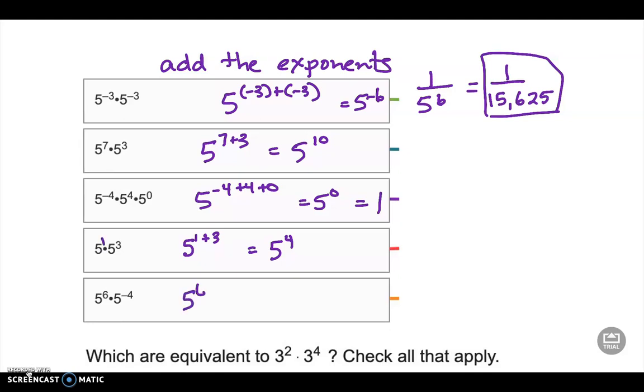And then this is 5 to the 6th times 5 to the negative 4th, which is 5 to the 6th plus a negative 4. And 6 plus a negative 4 is 2, so that is 5 squared.